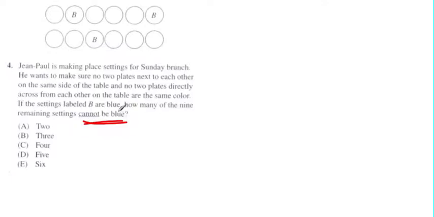So therefore, whatever is next to it or directly across from it cannot be blue. So it cannot be this one, because next to this one, and nor these two. How about here? It cannot be this, nor this, because they are across or right next to. So therefore, we are looking at total 6. Cannot be blue.